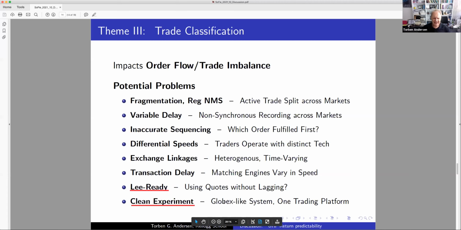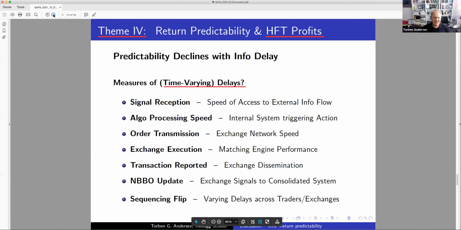If you have a Globex-like system where the futures, like at the CME, you actually have only one trading platform, and you can use the sequence of trades to help you get a better classification. So I'm very interested in how the precision with which you can get these order imbalances and trade imbalances in particular determined. Finally, let me talk a little bit about return predictability.